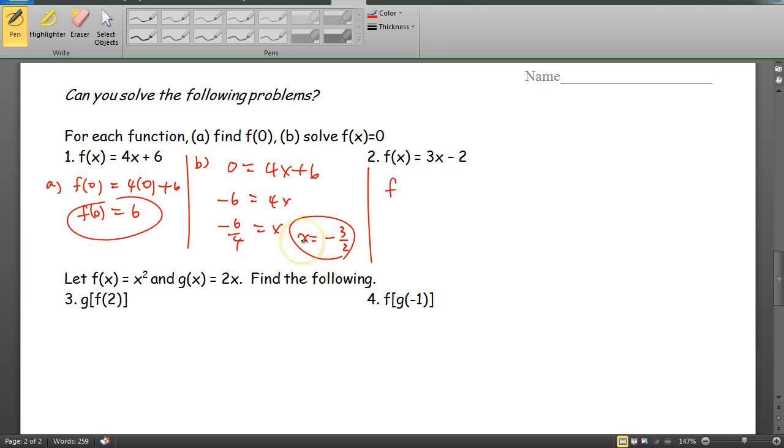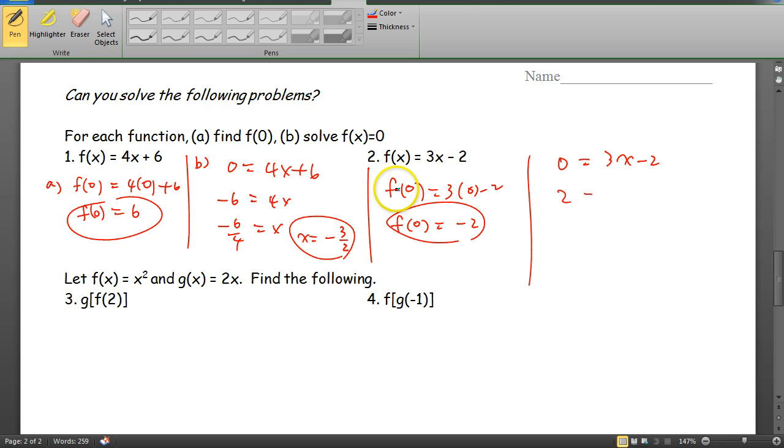Same thing for here. f of 0 equals 3 times 0 minus 2, which is of course f of 0 equals -2, right? And now for the other one, 0 equals 3x minus 2. Add 2 to both sides. Divide both sides by 3. Did you get x equals 2/3 for f of x equals 0? So that value will make this equation equal 0, right? The y equals 0.